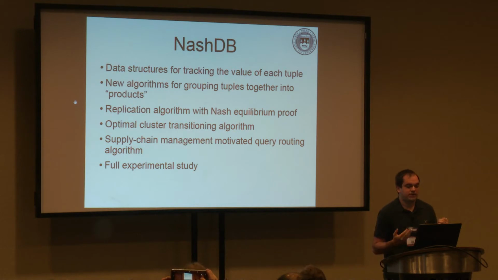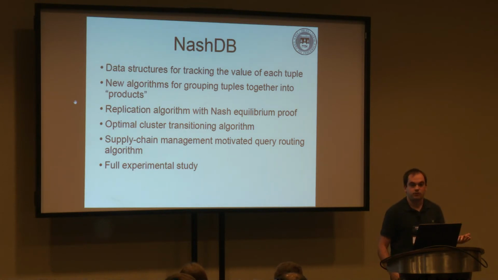Additionally, we provide some replication algorithms that provably result in a Nash equilibrium, so a nice little theoretical guarantee. And we also provide an optimal cluster transition algorithm. So when your workload shifts and you compute, okay, here was my cluster before and here's my cluster now, we can show you how to optimally transition the cluster from state A to state B. And finally, we also give a supply chain management motivated query routing algorithm that handles bottlenecks and distributed fragmented data in a way that would make sense to an economist and hopefully now to you too.